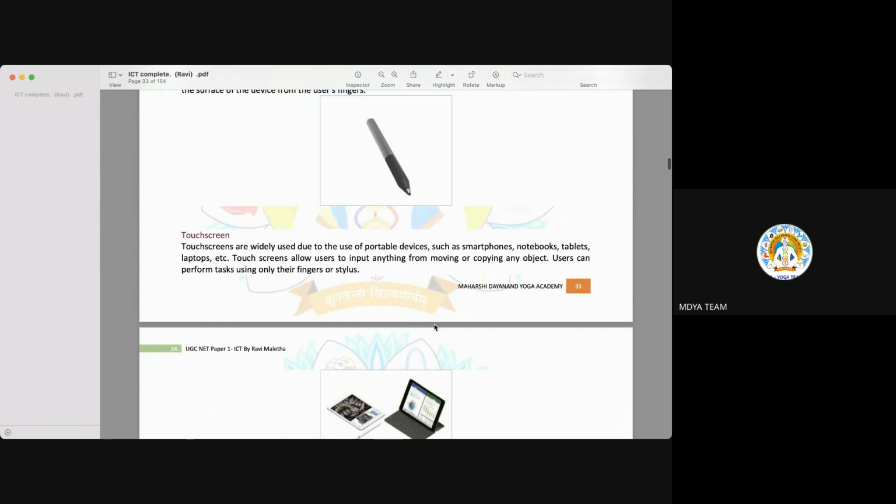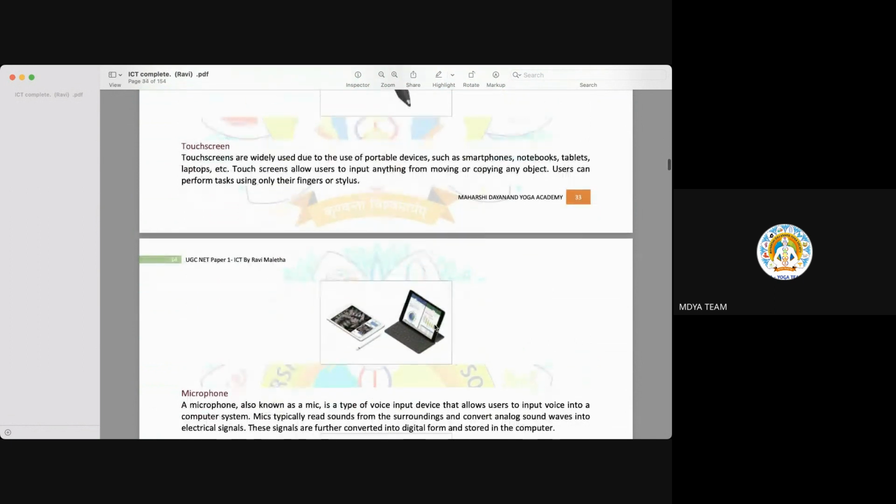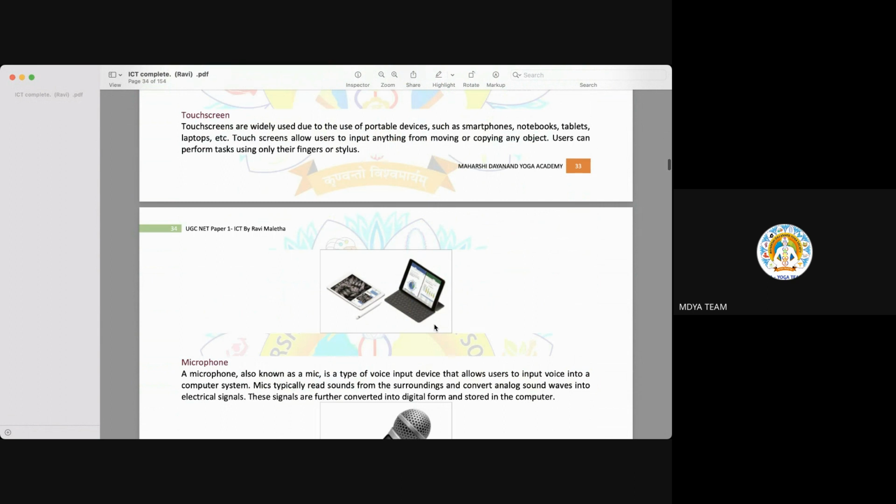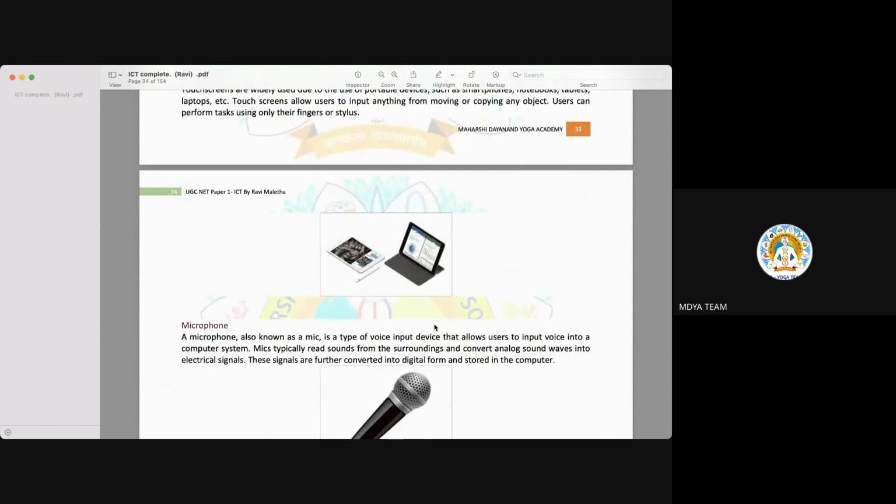Then touch screens. You don't need a pad for that. Just touch the screen and the function you want gets performed, such as in smartphones, notebooks, tablets, and laptops. All are coming like this, where you can use your fingers or a stylus and touch the screen directly. You will get the output as desired.